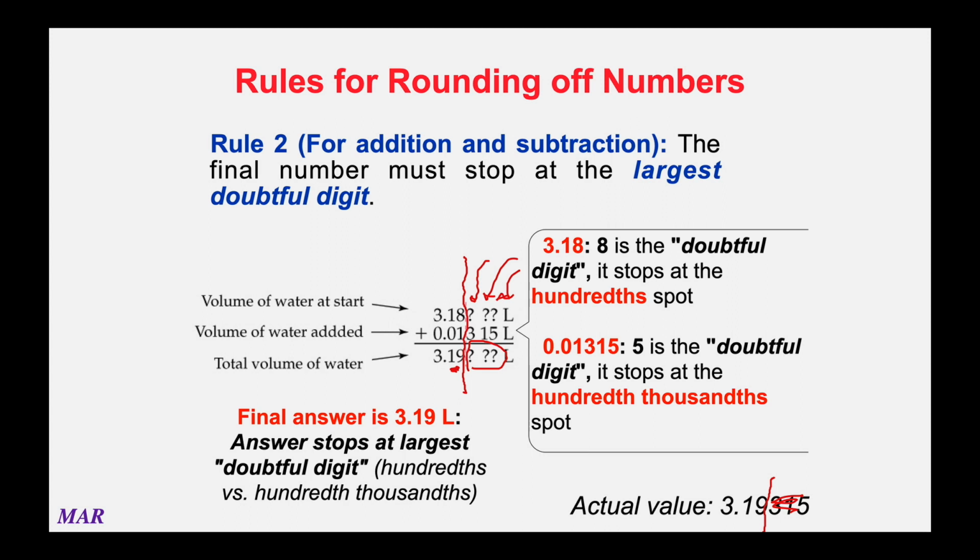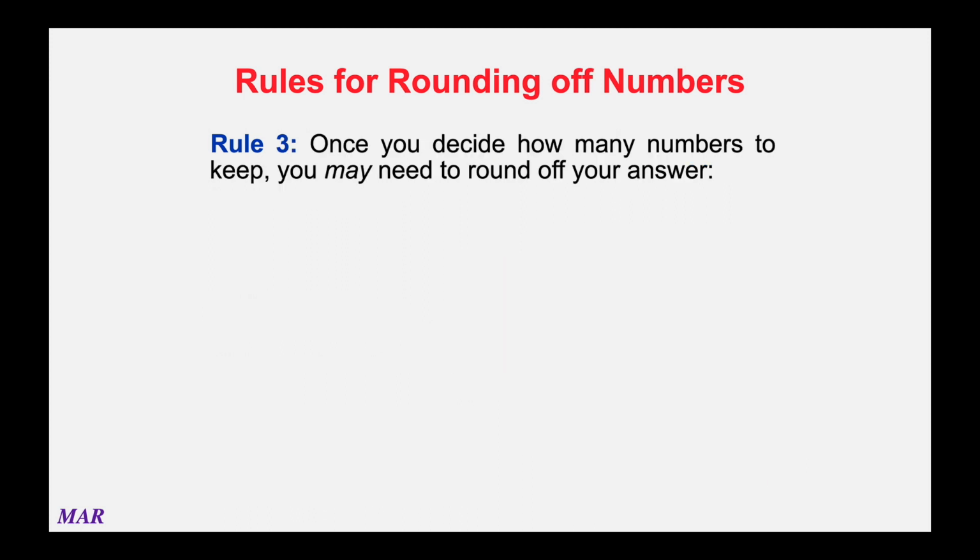So adding and subtracting is a little strange. You want to use the larger doubtful digit to cut off your answers for them. So even though in that second number, 0.01315, we had all kinds of significant figures, we're going to cut it off at the hundredth spot to 3.19. Work a little bit on adding and subtracting in sig figs. Sometimes people get a little stuck on it. And it's not hard, you just need a little practice.